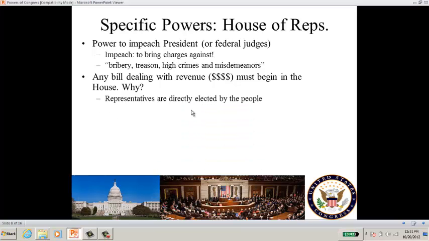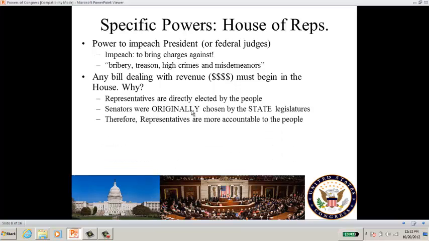Why is this? Well, representatives are the only people directly elected by the people. In the Supreme Court, we know judges are appointed. The president is elected through the Electoral College. Senators are elected not by the people initially, but by their state legislatures. So only one of the 4 federal offices is actually chosen by the people. So why is this important? Why then do we give the power to deal with revenue to the House?